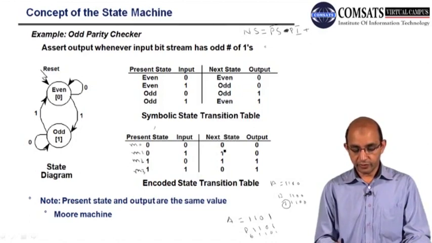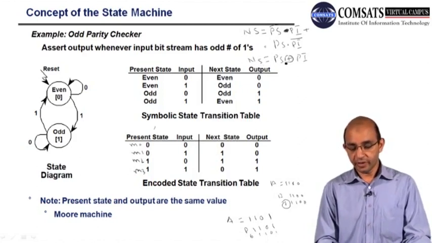For M1 we have PS complement, because this is 0, and this is the PI input, dot, plus PS dot PI complement. We have to remember that whenever we have a 0 at the position, we have to complement it. So this is PS XORed with PI. That is the Boolean expression for the next state.